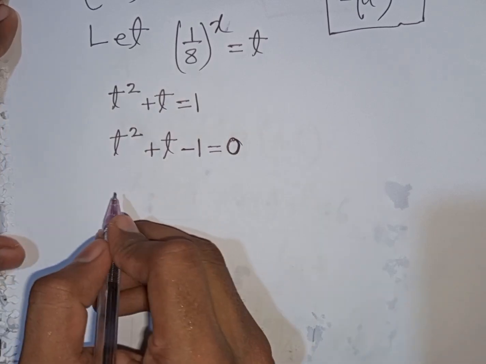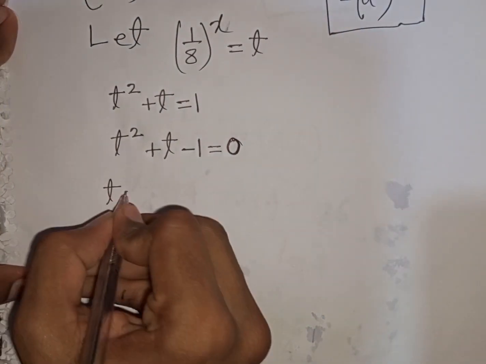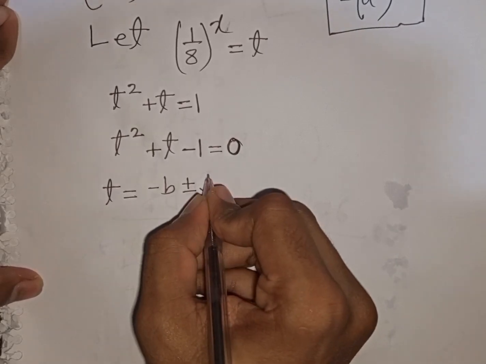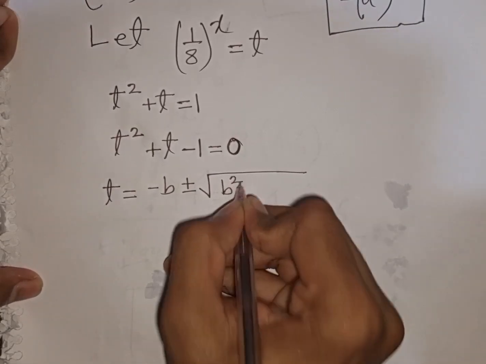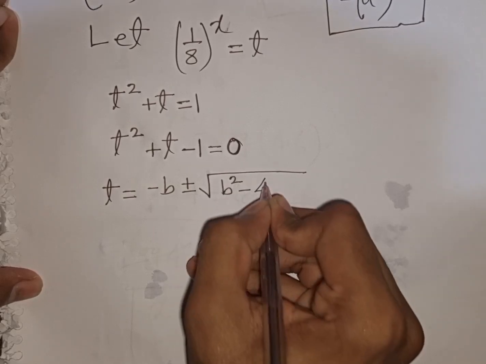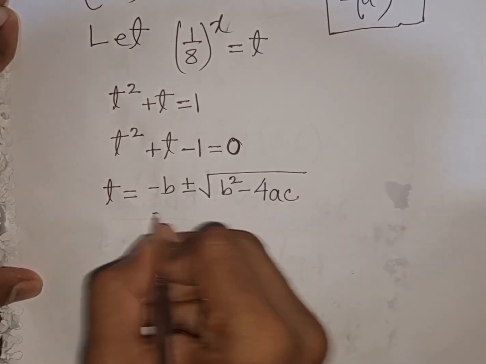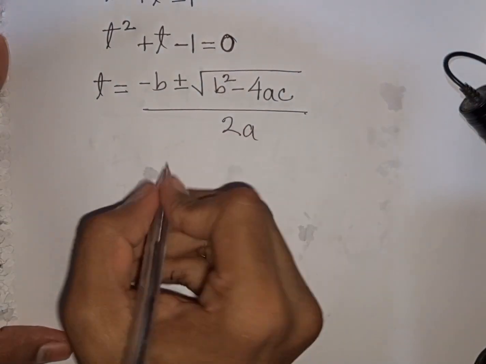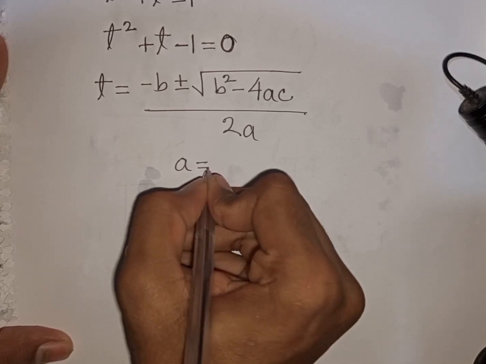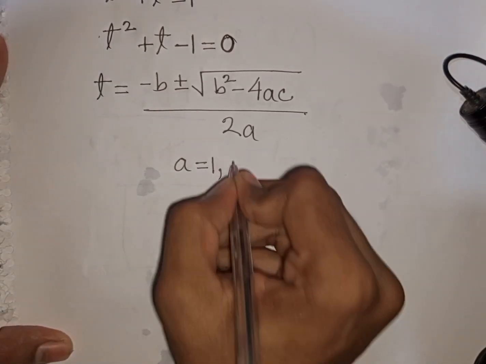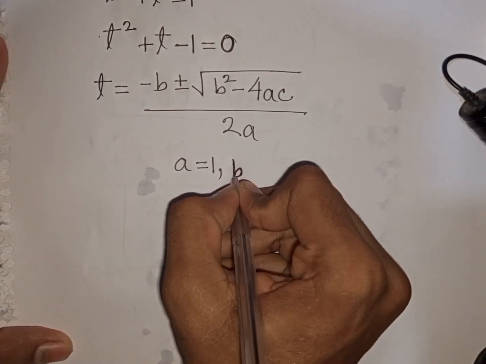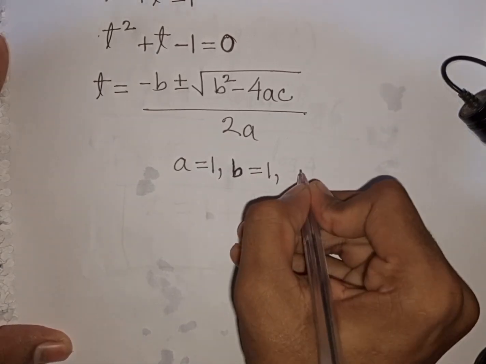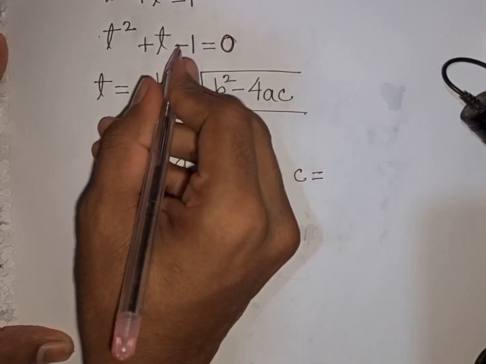Now, here I can apply the quadratic formula. So, I can write t equals minus b plus or minus the square root of b^2 minus 4ac, divided by 2a. Here a will be equal to 1, b will be equal to 1, and c will be equal to negative 1.